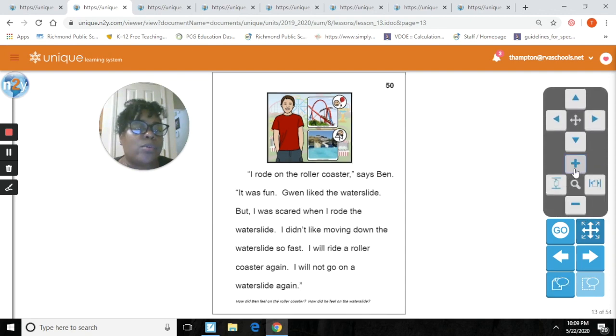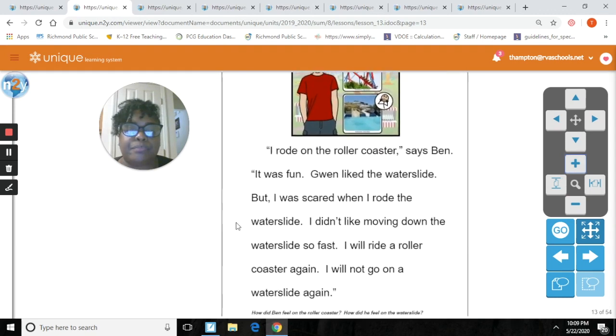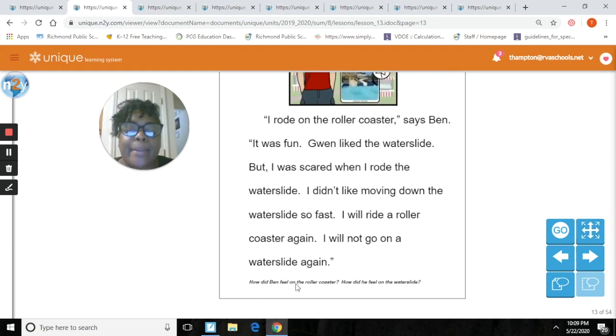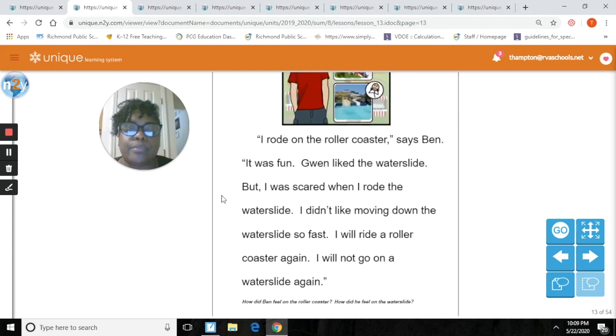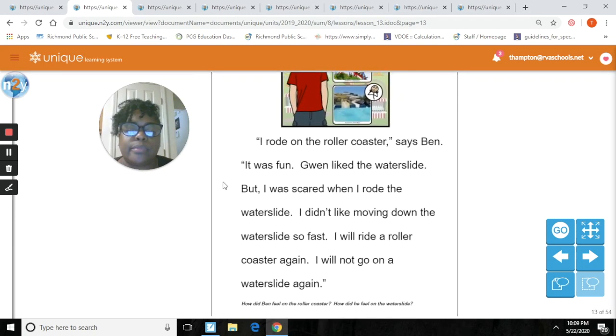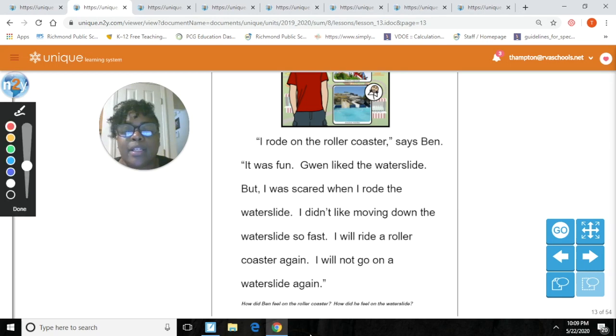So let's see what our focus question says here at the bottom. Now, how did Ben feel on the roller coaster? How did he feel? And it says, how does he feel on the water slide? So whenever you're answering a question, you're looking for that keyword. You're looking for Ben and how he felt. So here's Ben. Now, what ride did he ride on? He says, I rode on what? The roller coaster. And how did he feel about it? He said it was fun.